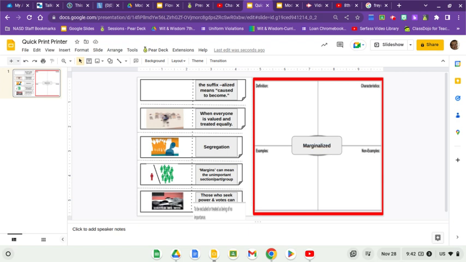All right. Next things next. I want you to see if you can find the definition to go with marginalized and put it in the upper left-hand corner of the Frayer model there. Please do so now.